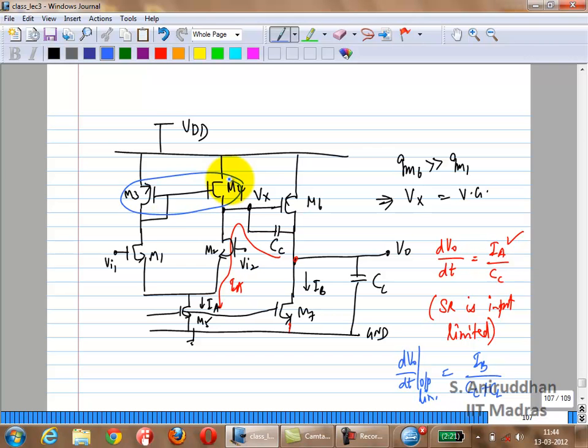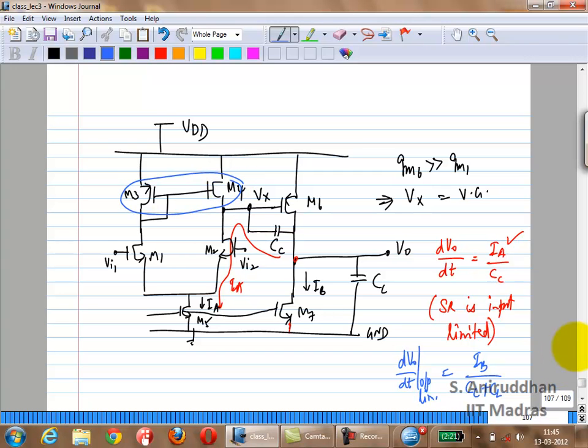Exactly. It's going to affect your input common mode range. We have not given that spec here, but you still have to calculate it. Correct? Because the VGS of this is going to decide how high your input common mode can go. Okay? But we'll come to that at the end.